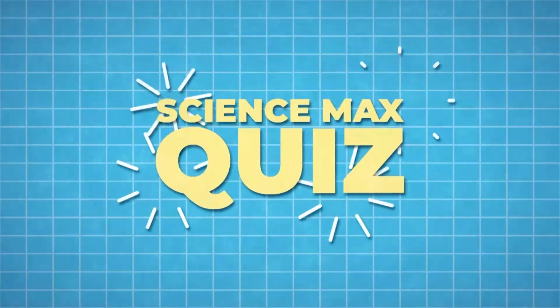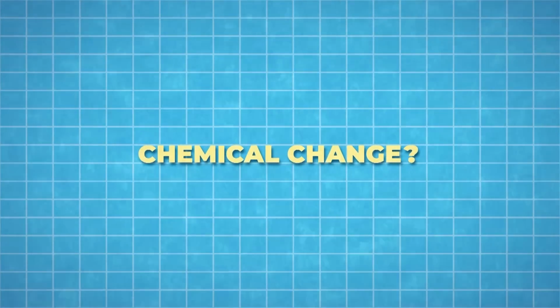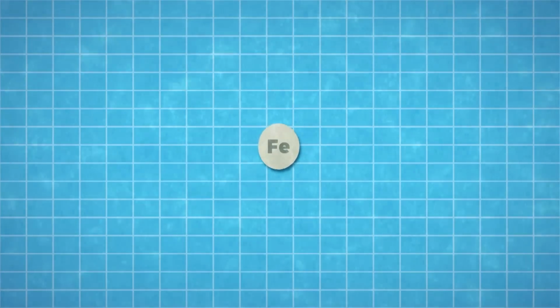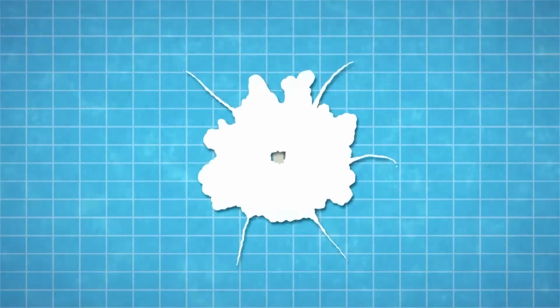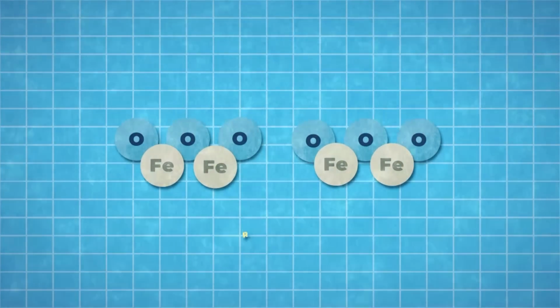And now for a Science Max quiz. Chemical change or not? What's a chemical change? Well, let's demonstrate. Look at this. It's a happy little molecule of iron. And here's another molecule of oxygen. If they were to have a chemical change, they would react and form different molecules. Look, it's a molecule of rust.